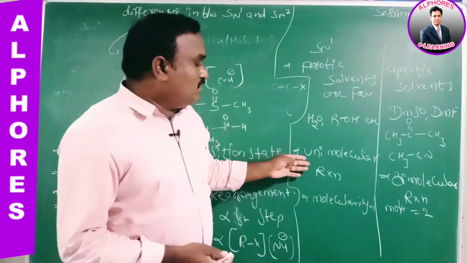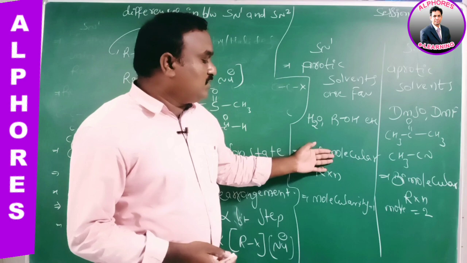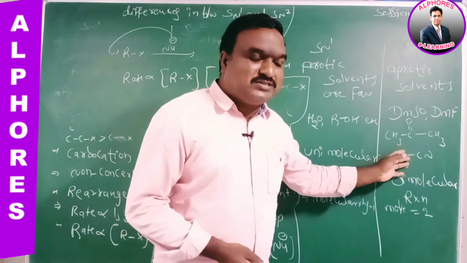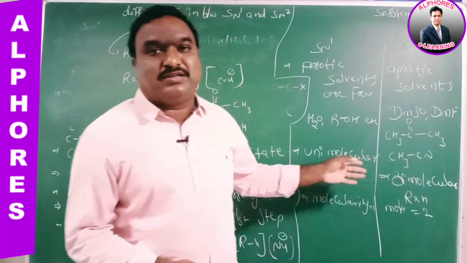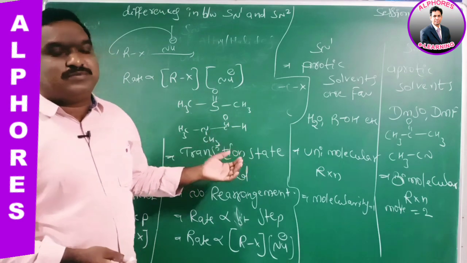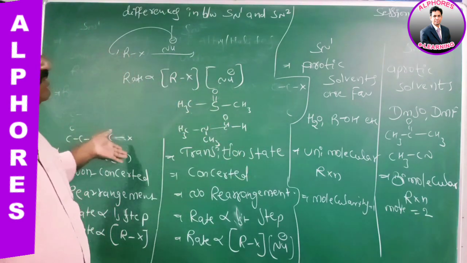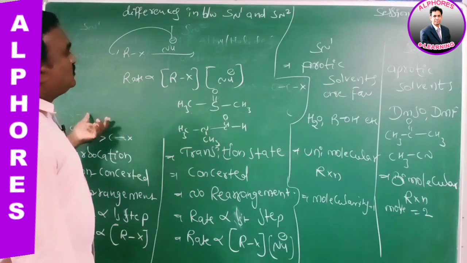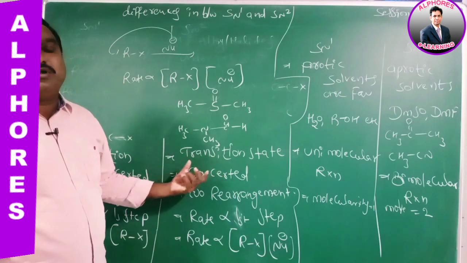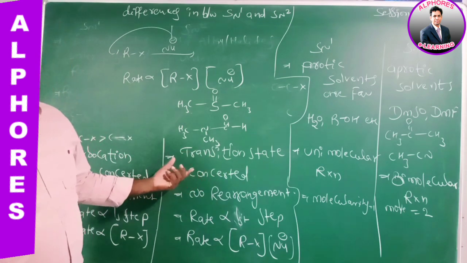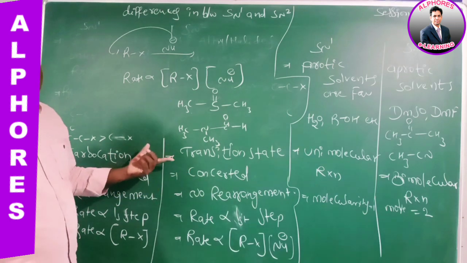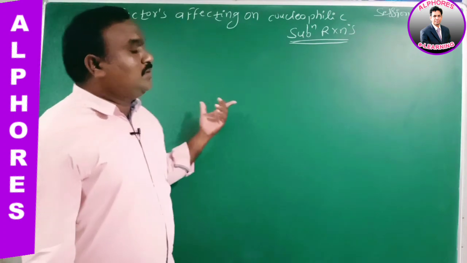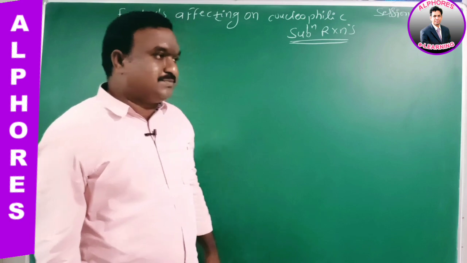So what are these reactions generally called? Unimolecular reactions: molecularity is equal to 1 and the rate order is equal to 1. Bimolecular reactions: according to kinetic theory, the order is 2. That means second order reactions and first order reactions. These are the differences between unimolecular and bimolecular nucleophilic substitution reactions.